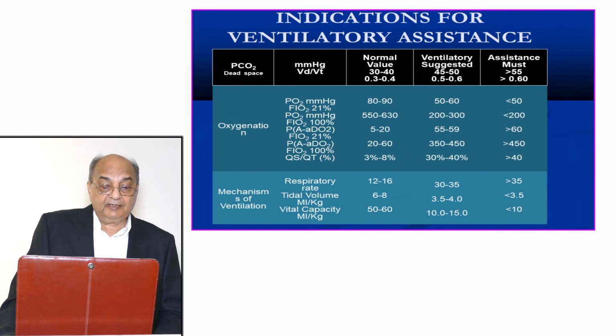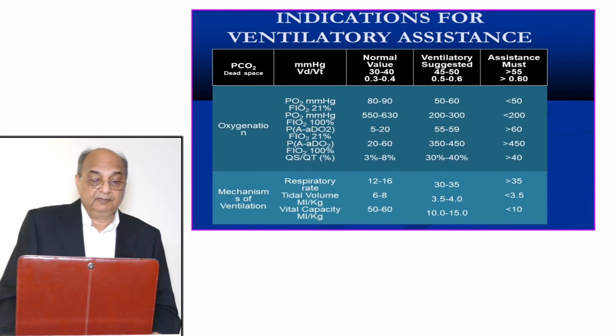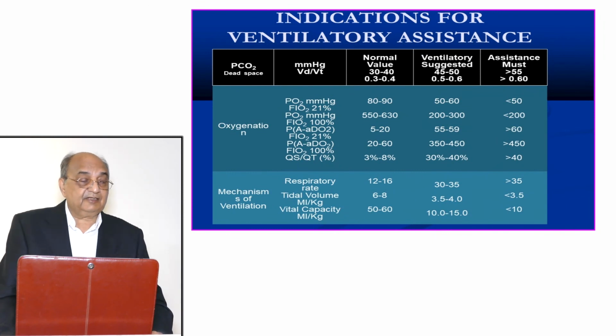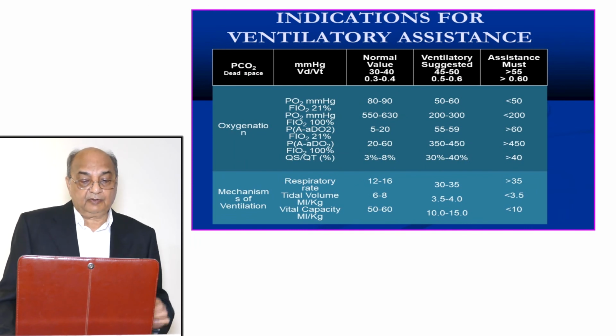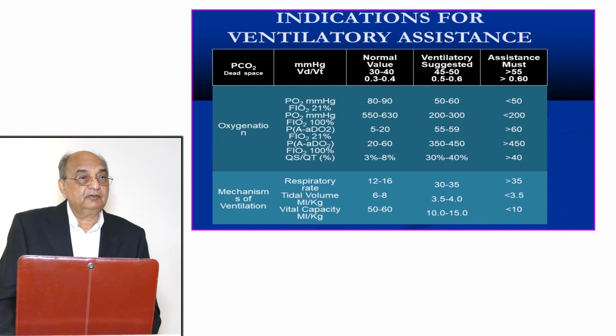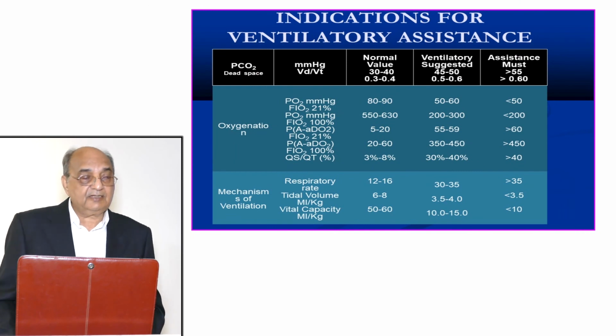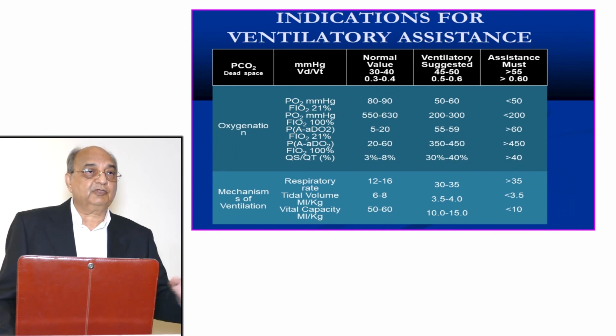Then you look at the vital capacity, milliliter per kilogram. Now, 50 to 60 mL per kilogram is normal. When it goes down to 10 to 15, then there is an indication. Then when it is less than 10, then it is a sole indication to put them on a ventilator.